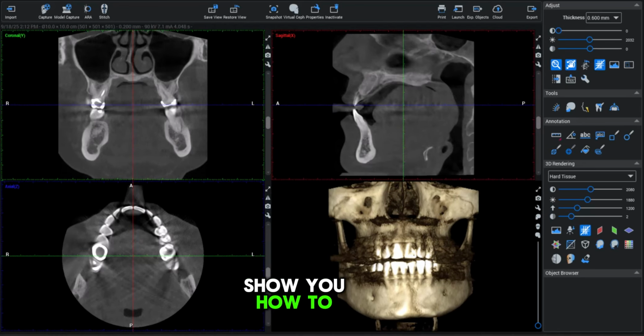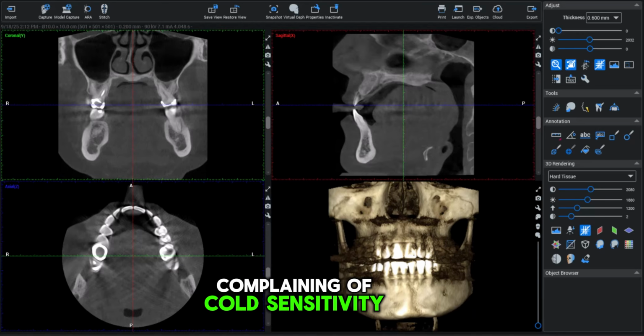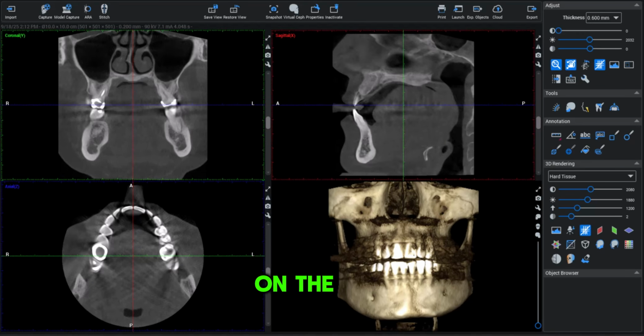Today I'm going to show you how to visualize a vertical root fracture in Romexis 6.1. This patient came in about a month ago complaining of cold sensitivity on the lower left. We cold tested on the lower left quadrant here in the office. We ended up referring her to the endodontist.